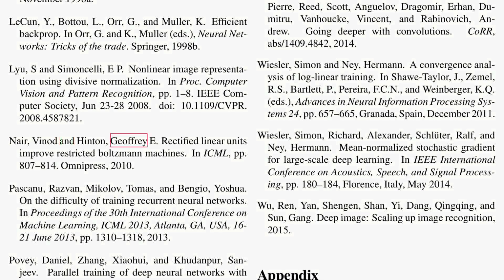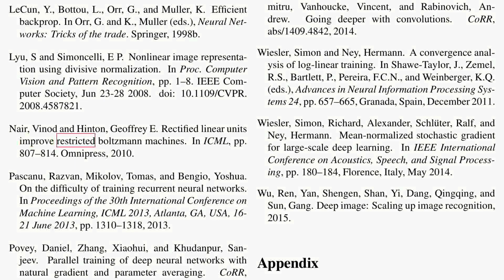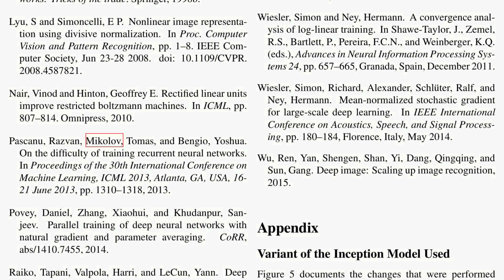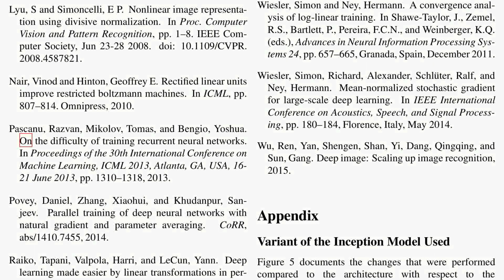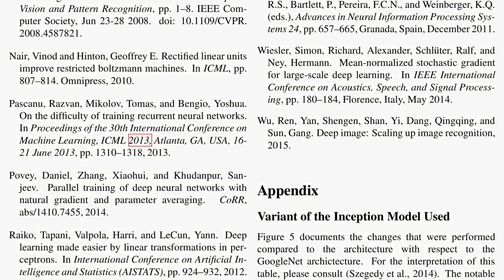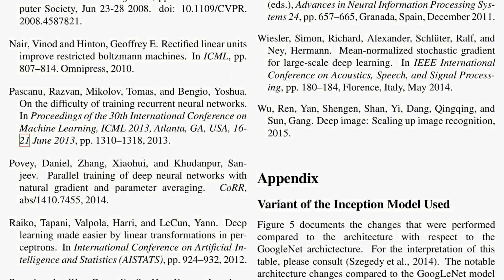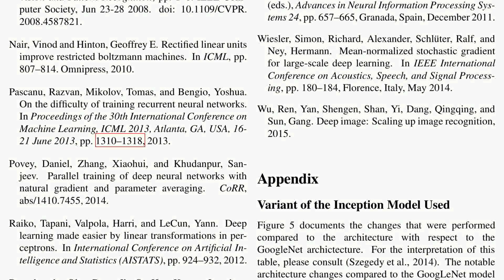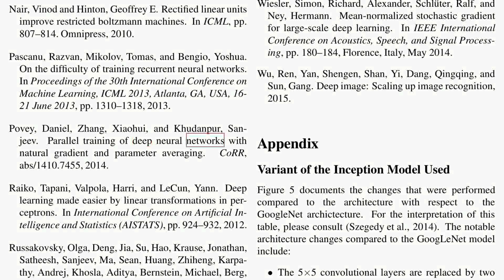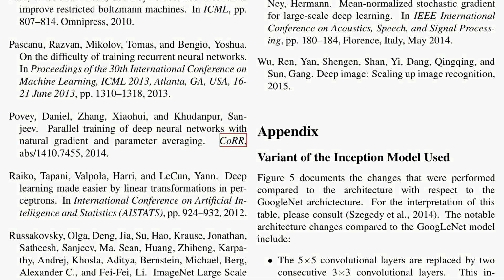Nair, Vinod, and Hinton, Geoffrey E. Rectified Linear Units Improve Restricted Boltzmann Machines. In ICML, pp. 807-814. Omnipress, 2010. Pascanu, Razvan, Mikolov, Tomas, and Bengio, Yoshua. On the Difficulty of Training Recurrent Neural Networks. In Proceedings of the 30th International Conference on Machine Learning, ICML 2013, Atlanta, GA, USA, 16-21 June 2013, pp. 1310-1318, 2013. Povey, Daniel, Zhang, Xiaohui, and Khudanpur, Sanjeev. Parallel Training of Deep Neural Networks with Natural Gradient and Parameter Averaging. CoRR, abs/1410.7455, 2014.